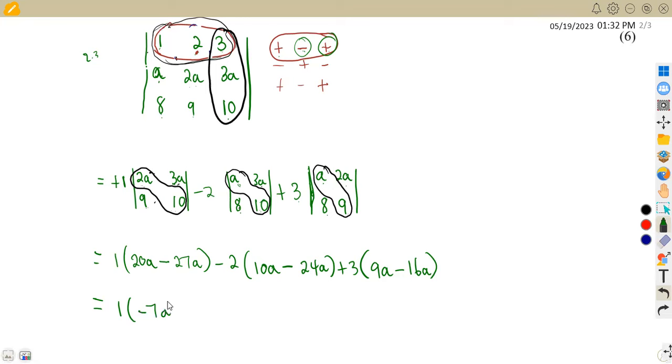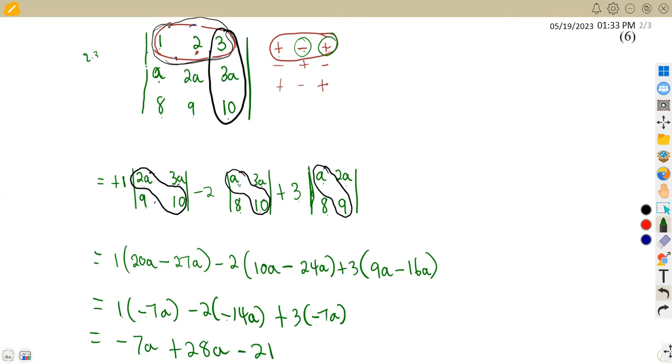That's minus 7a, minus 2 times 10 minus 24, which is going to be negative 14. So that's negative 14a. Plus 3 times 9 minus 16, this is going to be negative 7a. All right, so if you are to simplify this, here we are obtaining 1 times negative a, which is negative 7a. Negative 2 by negative 14, that's plus 28a. 3 times negative 7a, that's negative 21a.